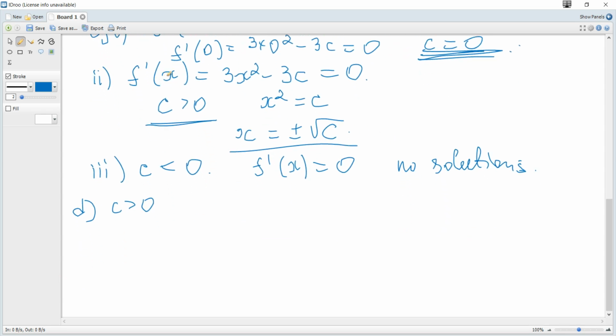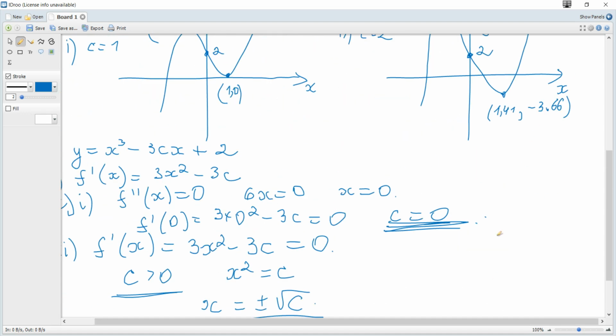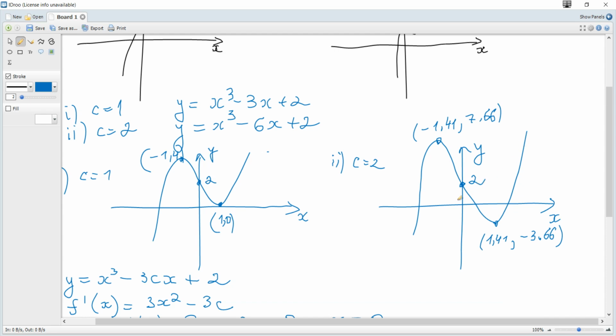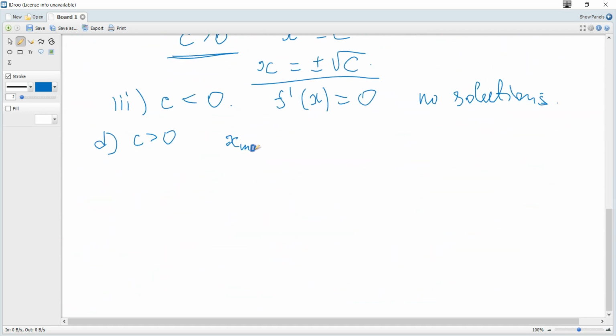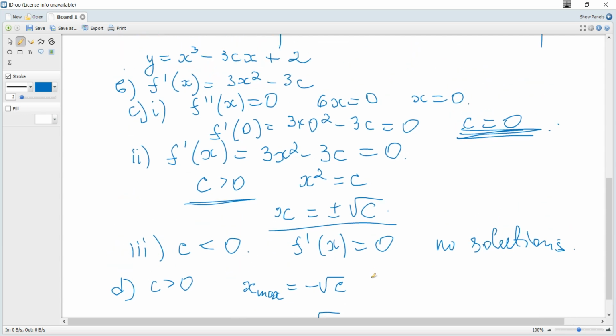We can find the second derivative, which is 6x, and we know that if the second derivative at the point is negative, it's a maximum, and if the second derivative at the point is greater than 0, it's a minimum. Or actually, from the general form of the curve we can see that the maximum is to the left. So the maximum x coordinate is negative root c, and the minimum x coordinate is root c.